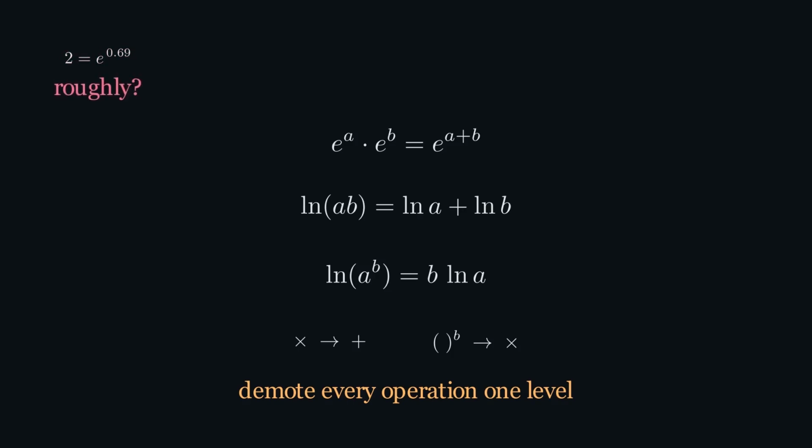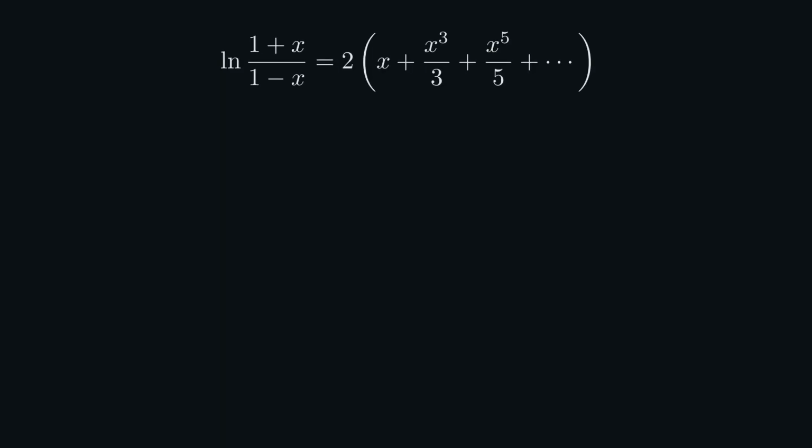But wait, I said natural log of 2 is roughly 0.69. Roughly? Tonight we don't do roughly without receipts. Where does that number actually come from? Can I compute natural log of 2 by hand right now? I can. There's a classic series and I'll grind it. The log of (1 plus x) over (1 minus x) equals 2 times (x plus x cubed over 3 plus x to the 5th over 5, and so on), odd powers, odd denominators.